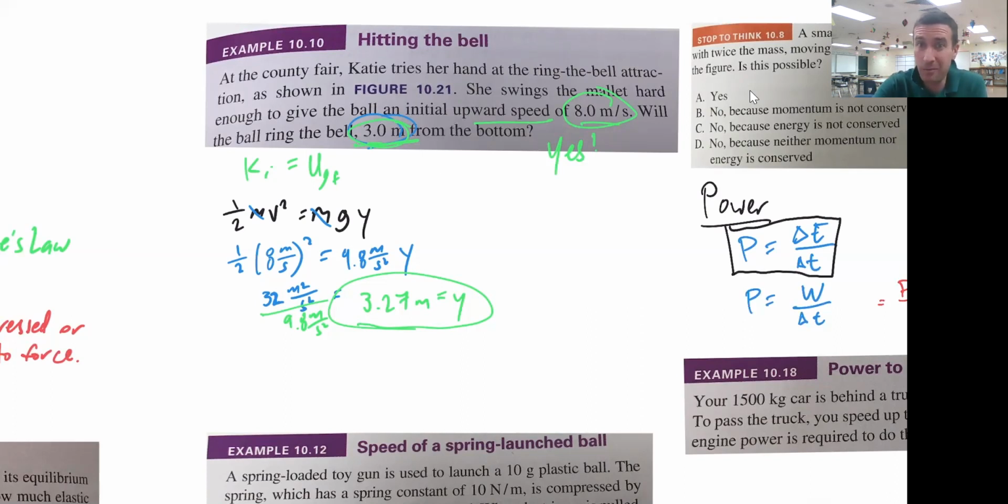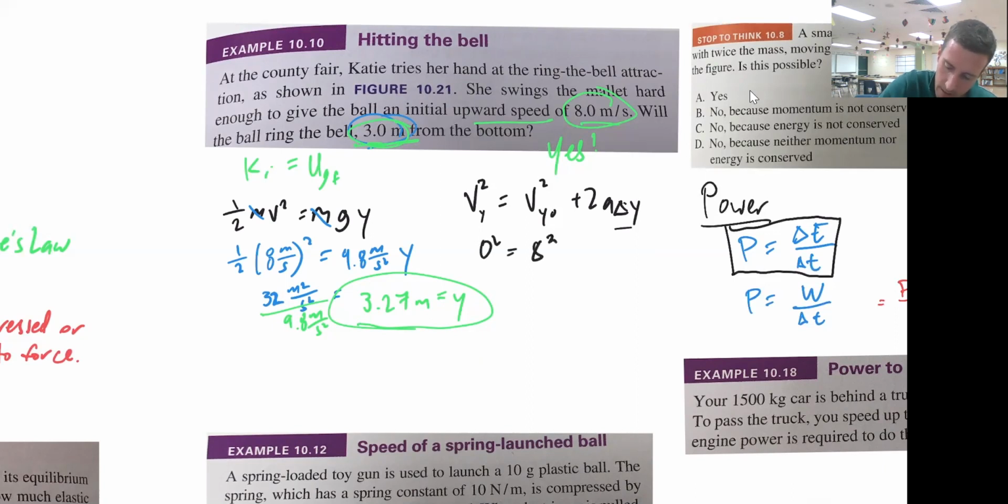Well, this one, it turns out we could also just use our motion equations, our kinematic equations. You might remember that equation: v sub y squared equals v sub y 0 squared plus 2a change of y. In this case, I'll solve for change of y. V sub y is my final, that's at 0, right? It goes all the way up to the top and stops. So 0 squared equals 8 squared plus 2 times 9.8 change of y.